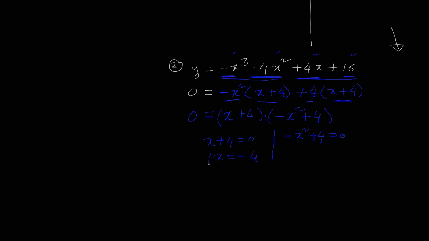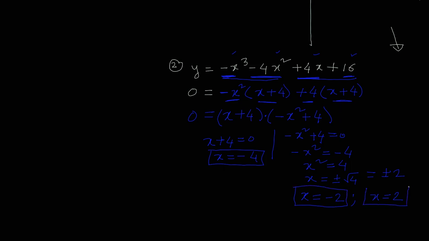So this is one of my real zeros, and I can write negative x square equals negative 4. I can write x square equals 4. I can write x equals plus minus square root of 4, which is plus minus 2. So finally what did I find? x equals negative 2 and x equals 2. Okay, so these are my three x-intercepts or three real zeros.